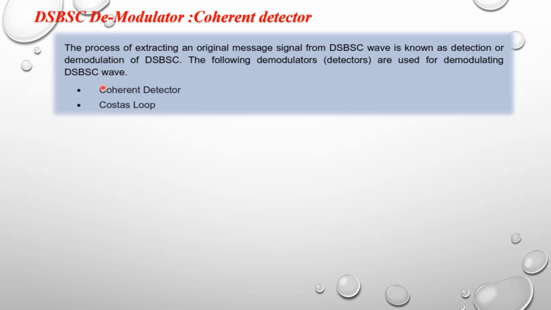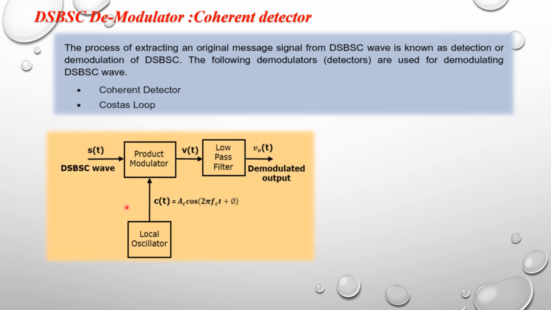For example, in the DSBSC generator, the carrier signal frequency is 10 kHz and the amplitude is 5 volts peak to peak. In demodulation also, the carrier signal frequency should be equal to 10 kHz and 5 volts peak to peak. So this process is known as coherent detection. The coherent detector consists of a product modulator, a local oscillator and a low pass filter.